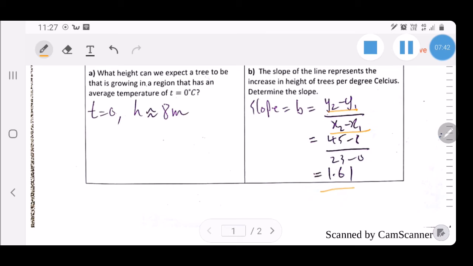Pull out your calculator, and that gives you a gradient of 1.61. And what that actually means is that as the average temperature goes up by 1 degree, the average height of this particular type of tree goes up by 1.61 meters.